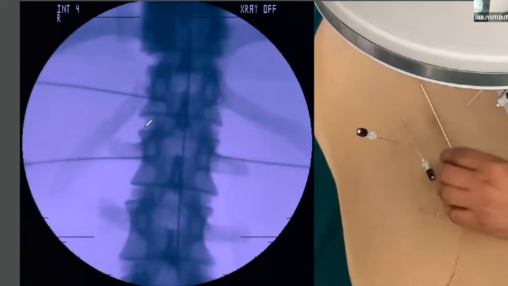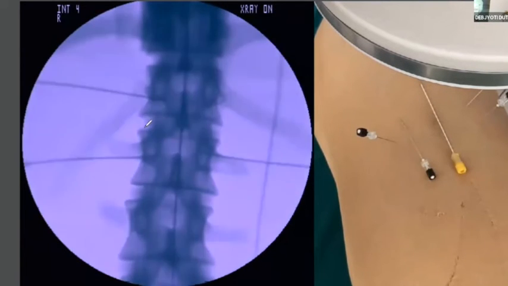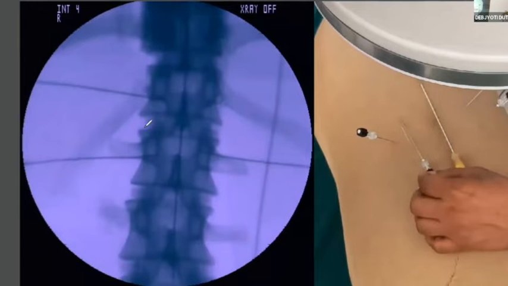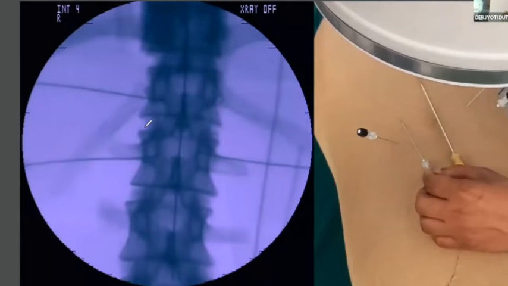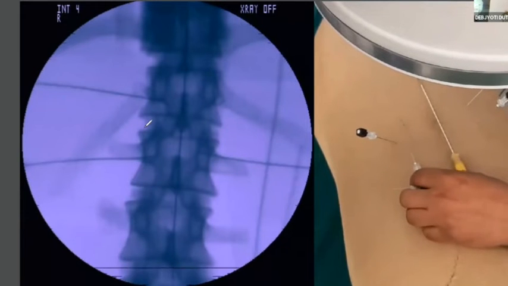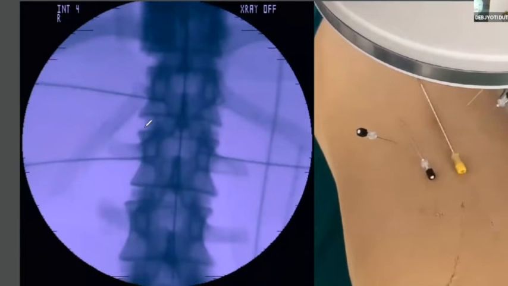So this is 4 centimeter from the midline. My needle entry point must not be beyond 4 centimeter. Why? Because at the level of the 12th rib, we have the pleura, so I must not be picking the pleura. So now this is the AP view with the end plate squared.